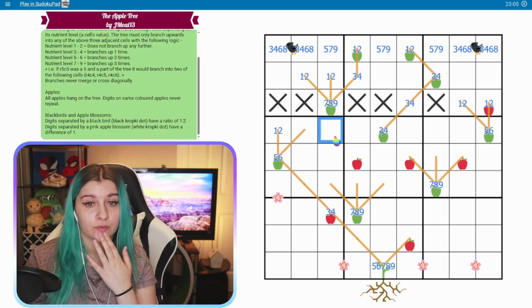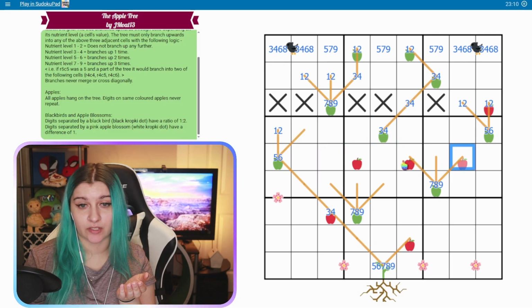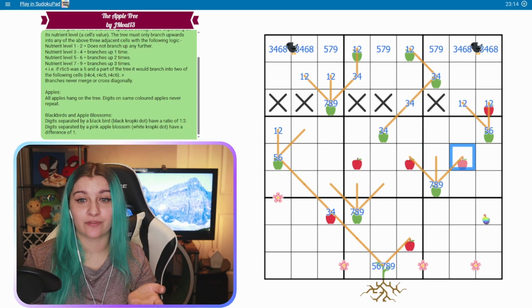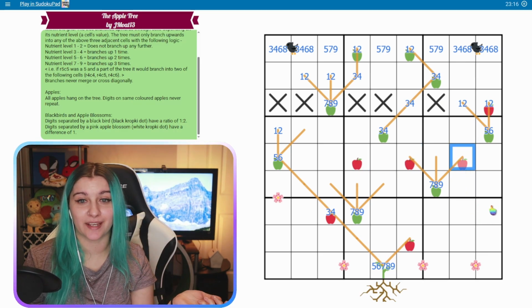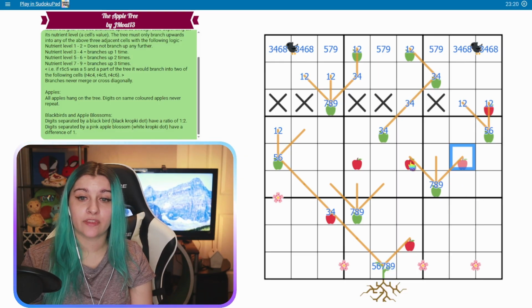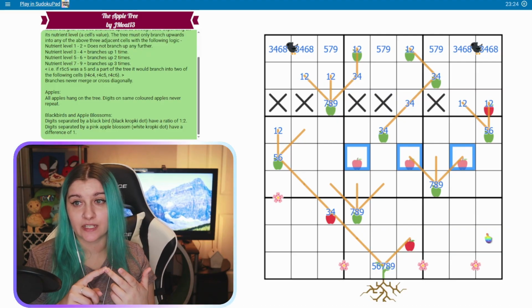1, 2, 3, 4, 5. That's already my max, and I haven't even looked at these branches yet. Okay. One of these red apples needs to go up twice. I need to figure out which one can go up twice, basically. Well, I think these red apples, one of them is 1 or 2, one of them is 3 or 4, and one of them is 5 or 6, right?